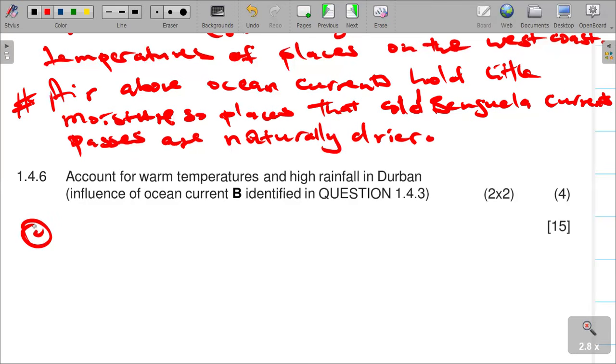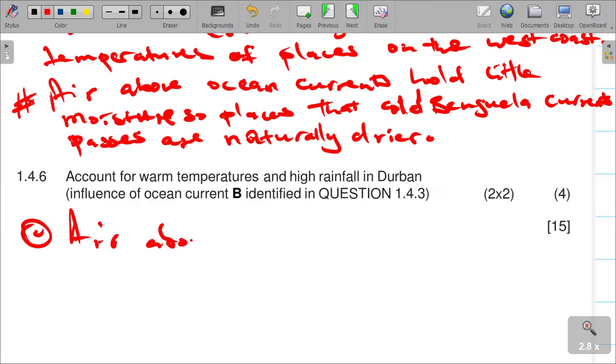So we need to talk about the air above the warm ocean currents being warm, and prevailing winds blow this warm air towards the land, raising the temperatures of the places they blow past. The warm Agulhas current raises the temperature of places on the east coast of South Africa. And the air above the warm ocean currents holds more water vapor and therefore has more chances of bringing rainfall in Durban. That is one thing we should understand there.